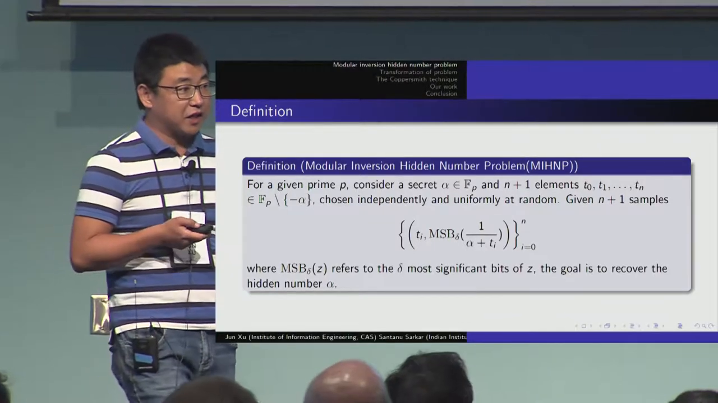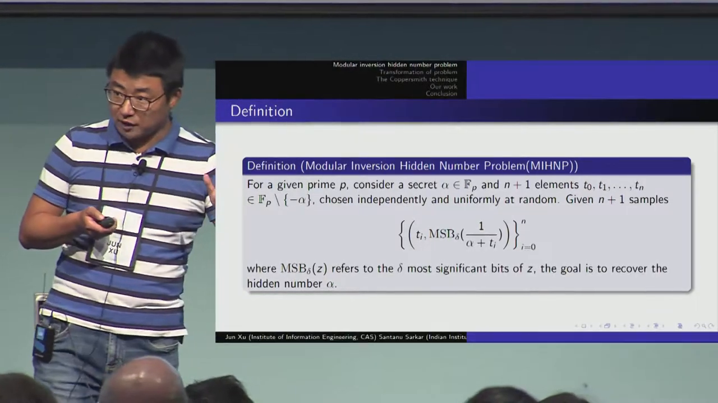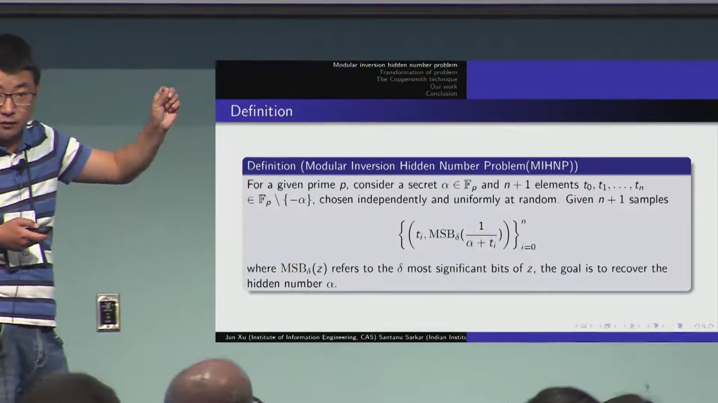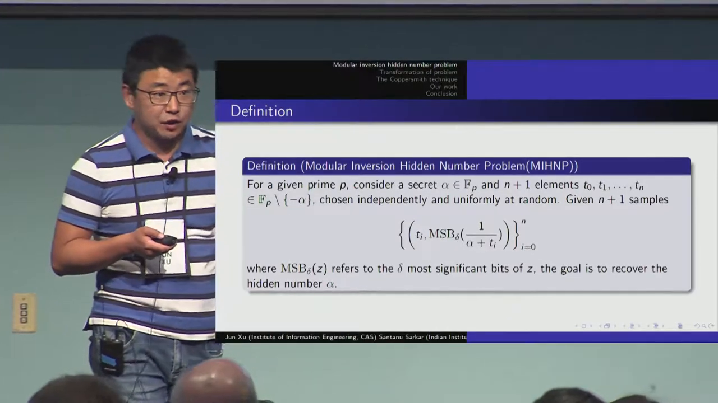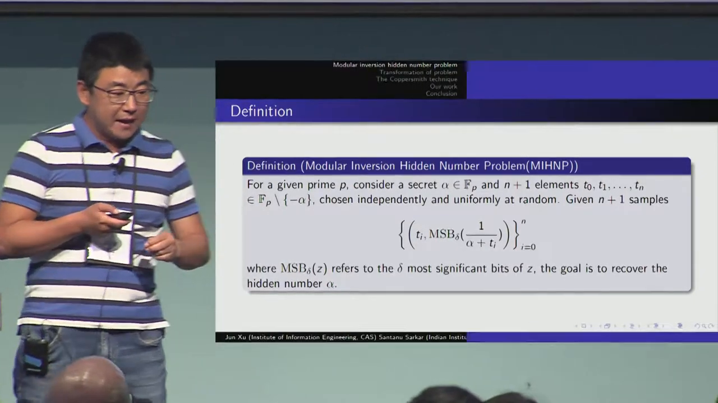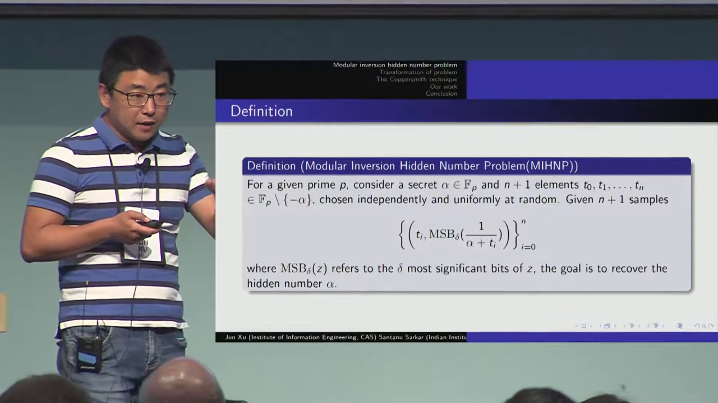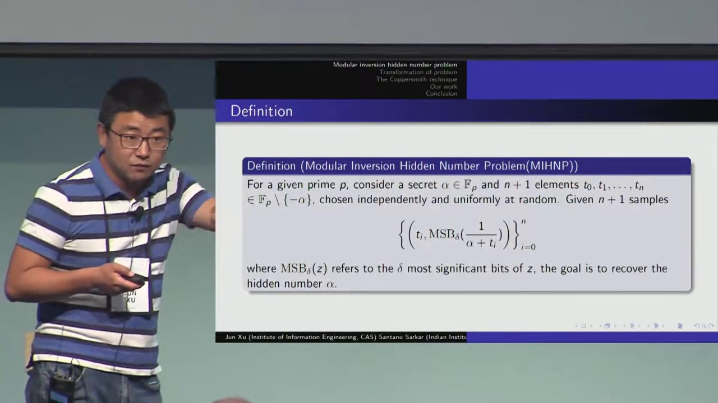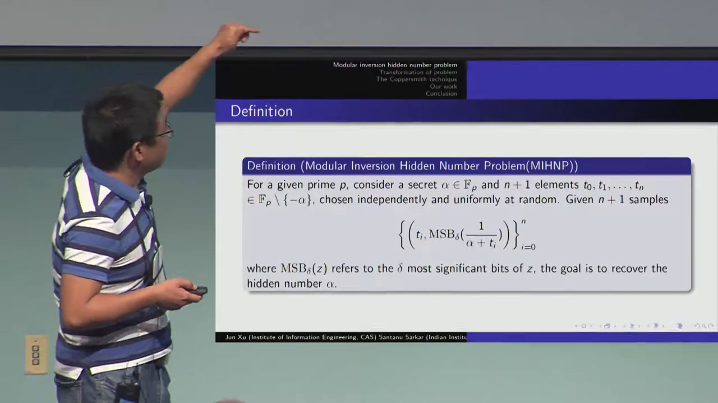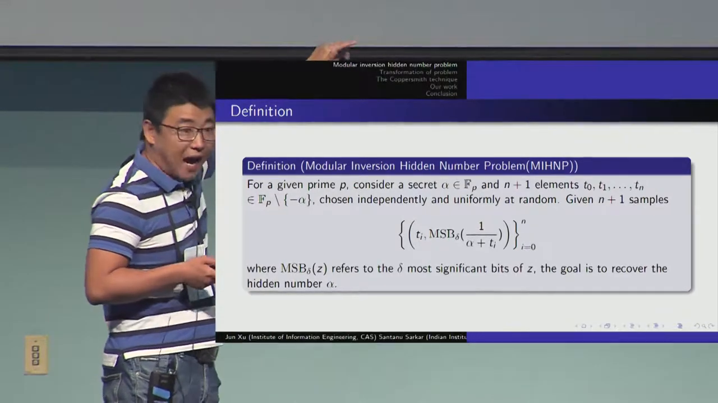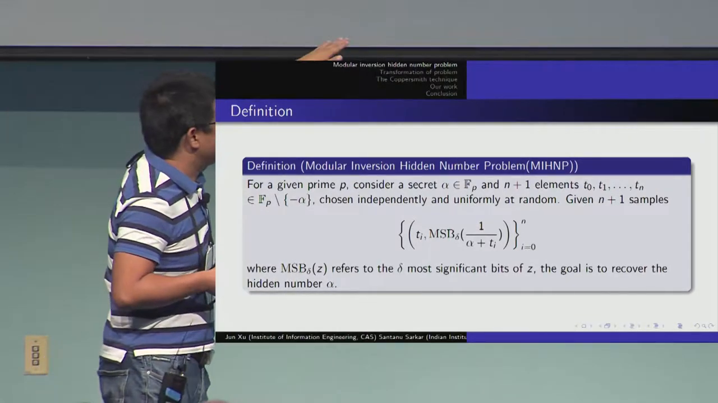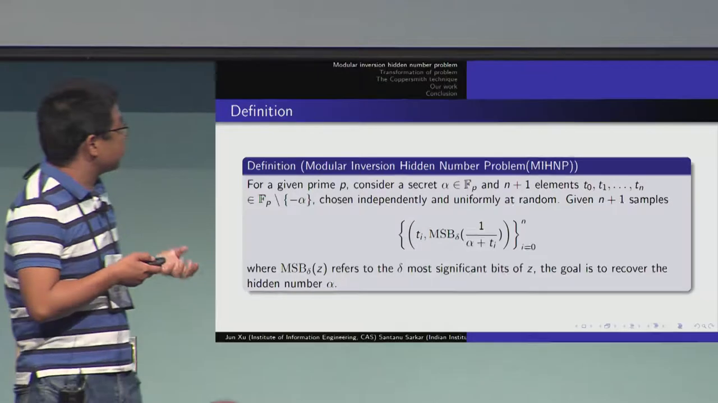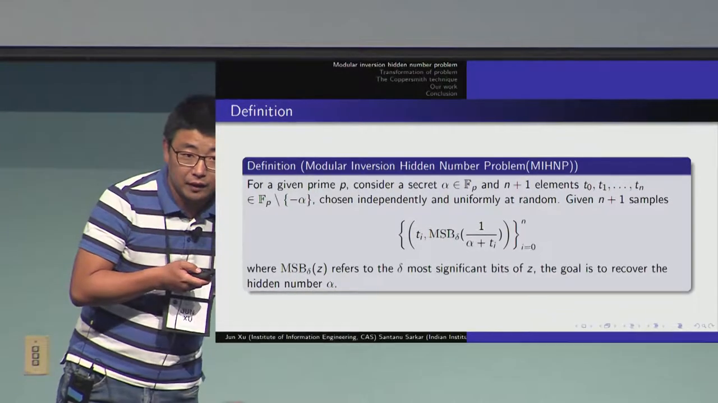The definition is: given a prime P, consider a secret alpha. Alpha belongs to the prime field P, and given n plus 1 Ti, which are known. And given the MSB of 1 over alpha plus Ti. In other words, 1 over alpha plus Ti is unknown, but given the MSB. MSB means most significant bits. So our goal is to recover the hidden number alpha.